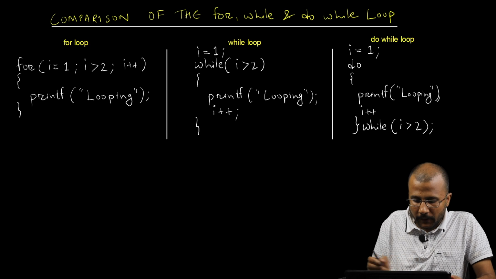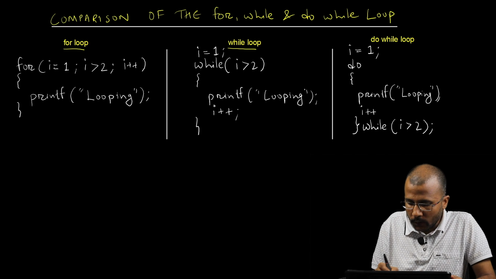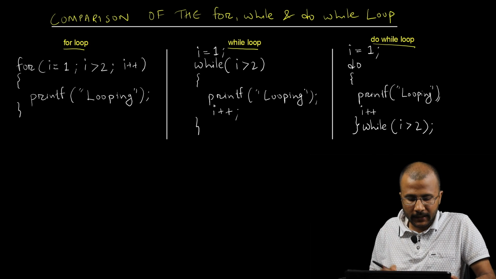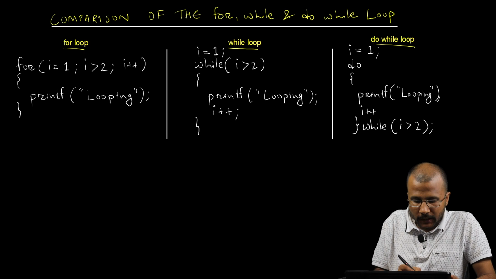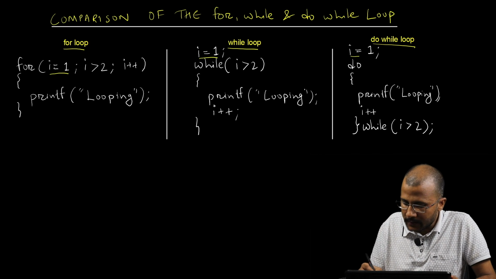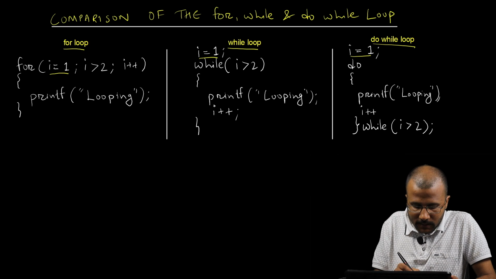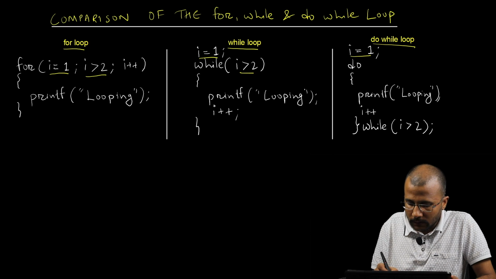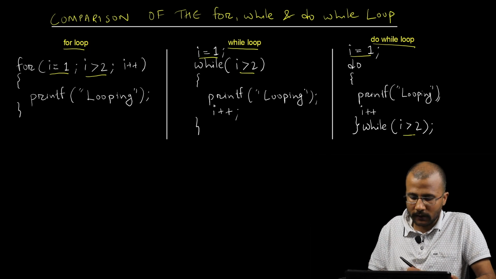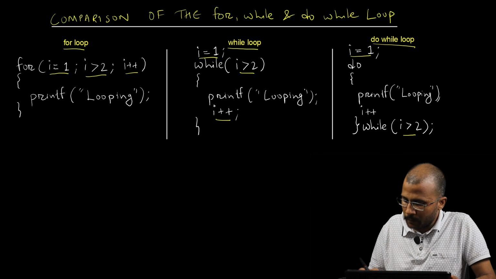Now let us try to compare the for loop, the while loop and the do while loop. Okay, so here I have taken a loop. Initialization is I is initialized to 1. In all 3 cases, I is initialized to 1. In all 3 cases, the condition is I greater than 2. The increment is I++. In all 3 loops, it is I++.